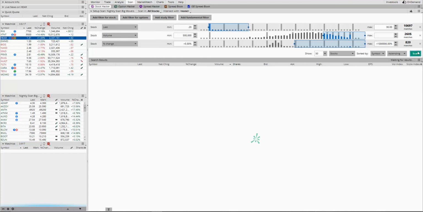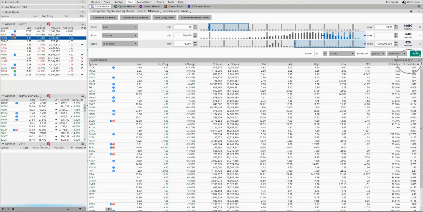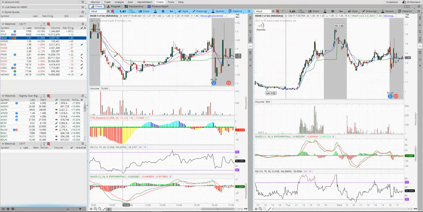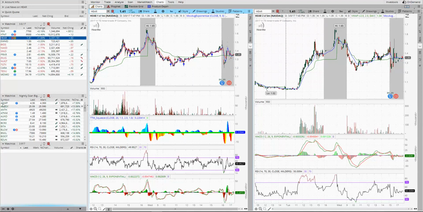And we hit scan, and we got, wow, today was hot, 71 stocks. All right, so what I do is I go to charts, and we're just gonna go through the actual stocks on the watch list. So here it is. That scan is right here. We're gonna see where it is. So let's start with the biggest percentage gain.